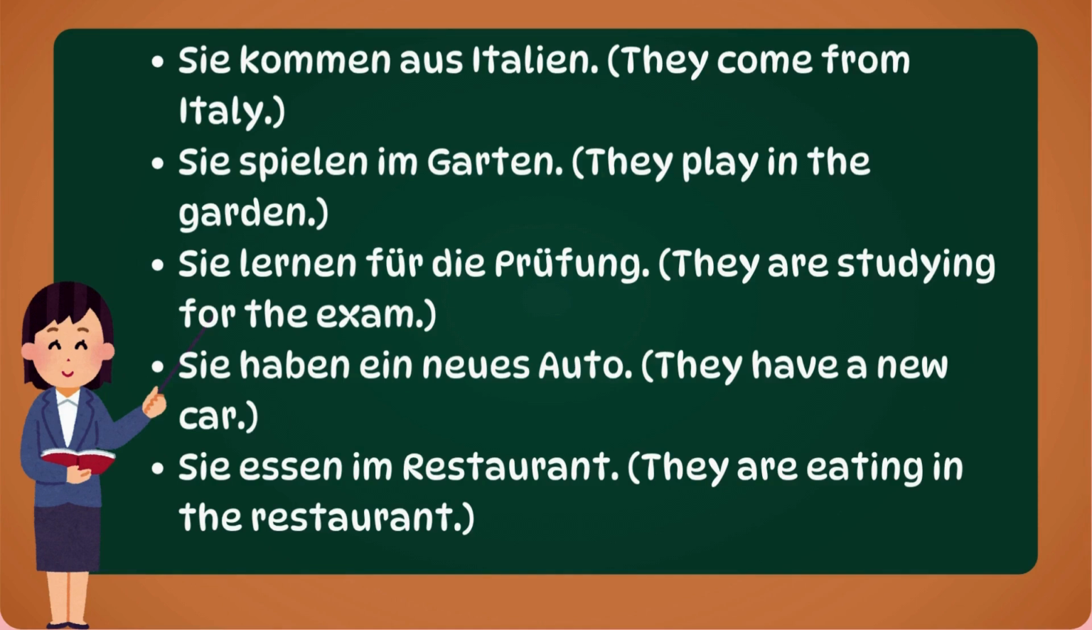Example number 4. Sie haben ein neues Auto. Once again, sie haben ein neues Auto, which means they have a new car. Example number 5. Sie essen im Restaurant. Once again, sie essen im Restaurant, which means they are eating in the restaurant.